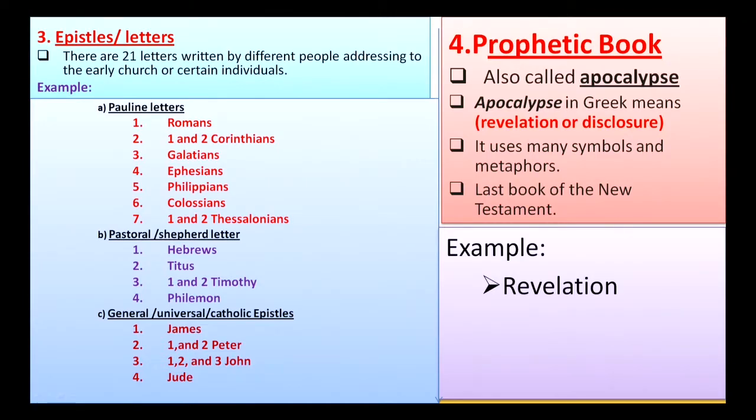The last category in the New Testament, we have prophetic books. The prophetic books are also known as the Apocalypse. The Apocalypse is a Greek term which means revelation or disclosure. The prophetic book, it uses many symbols and metaphors. And this is the last book of the New Testament. Example being Revelation. Revelation is the last book.